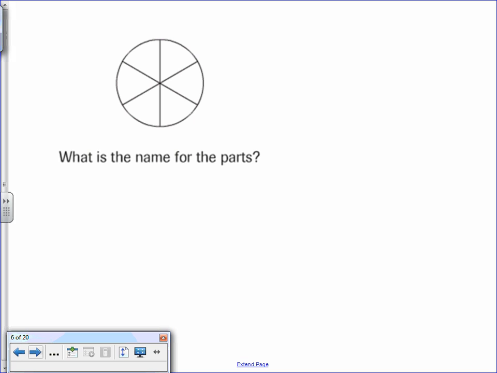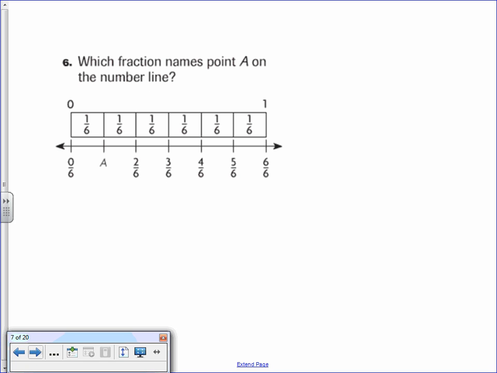What is the name for the parts? Now don't get confused. The last one asked how many equal parts. This is asking the name for the parts. Nope, not for the whole thing, for the parts. Count how many there are and think of the fractional name when there are that many pieces. Sixths. This is cut into sixths. Good. Which fraction names point A on a number line? Joanna. Correct.